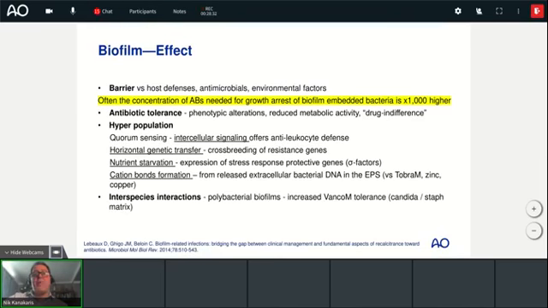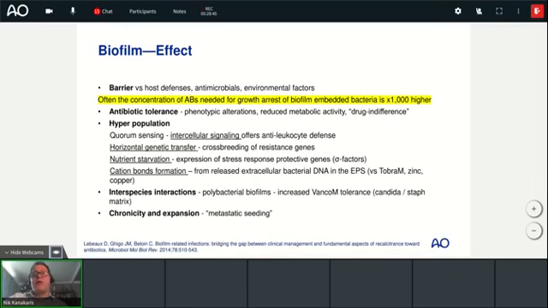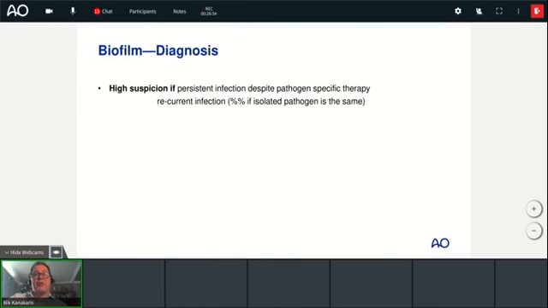And then due to the hyperpopulation and the interspecies interactions, there are also more barriers set within the biofilm that make fighting it quite difficult. And also due to the dispersal, we can have a metastasis of this phenomenon to neighboring or distant areas, and that leads to the chronicity of the infection.